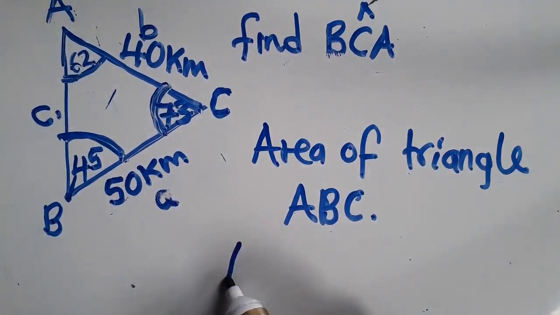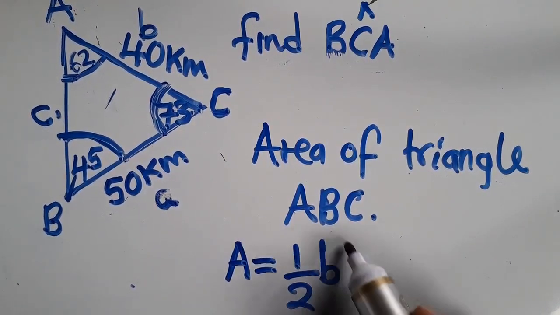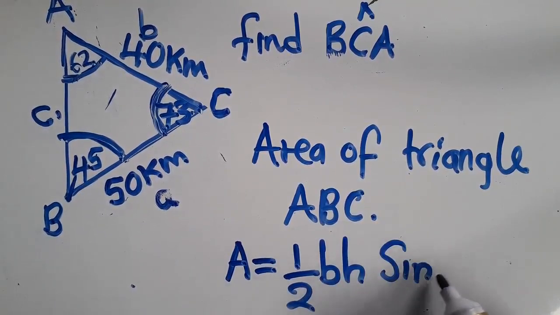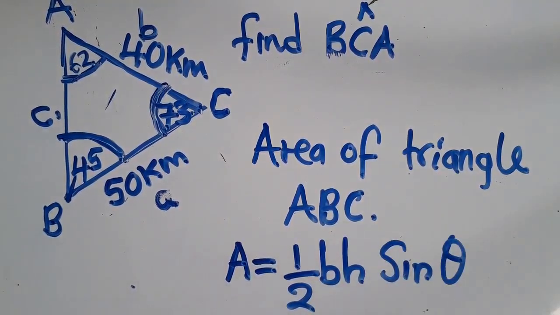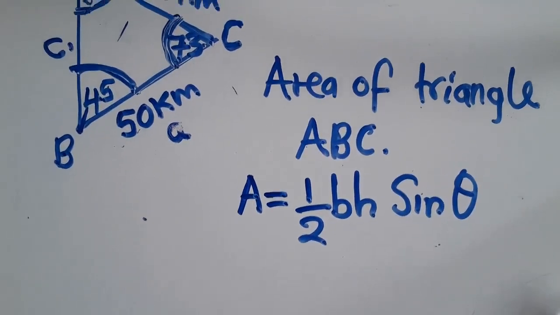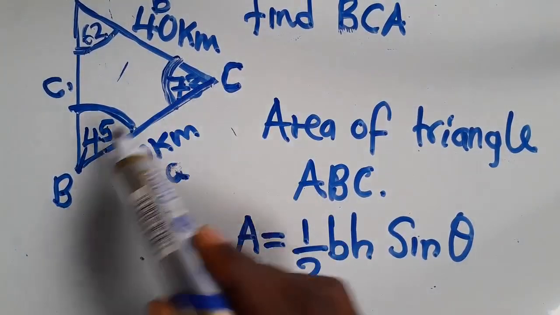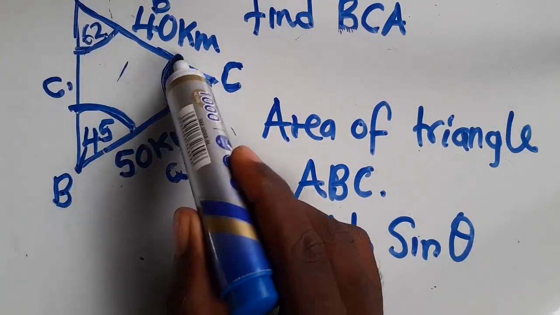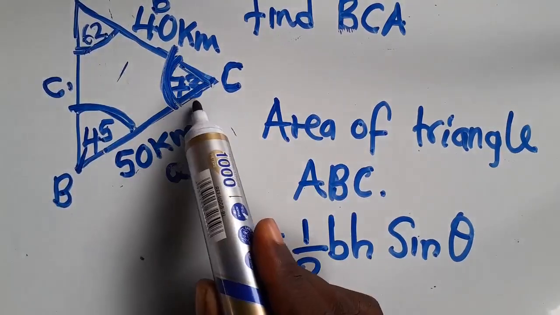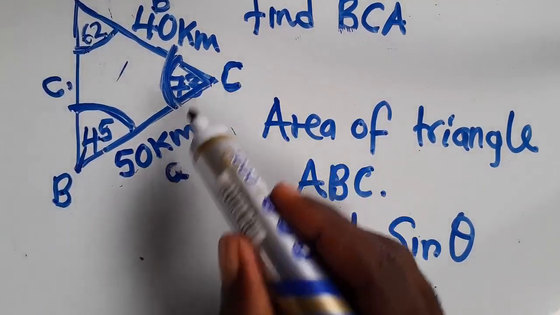You apply the formula: A is equal to half BH sin theta. This is what you are going to do. You notice in this question, we are given two sides, this side and that side. And which angle is in the middle? 73. So the B and the H are these two sides.